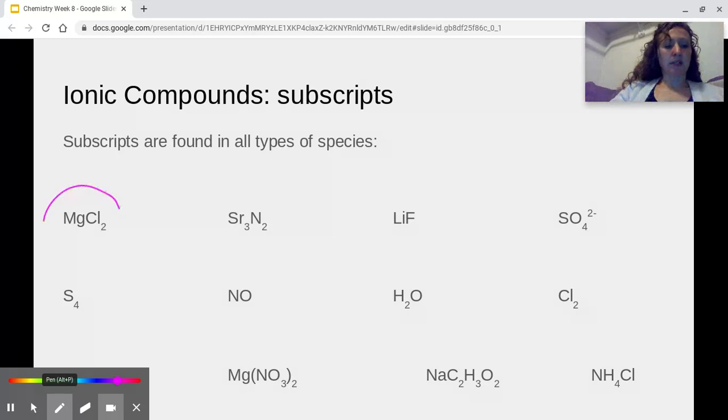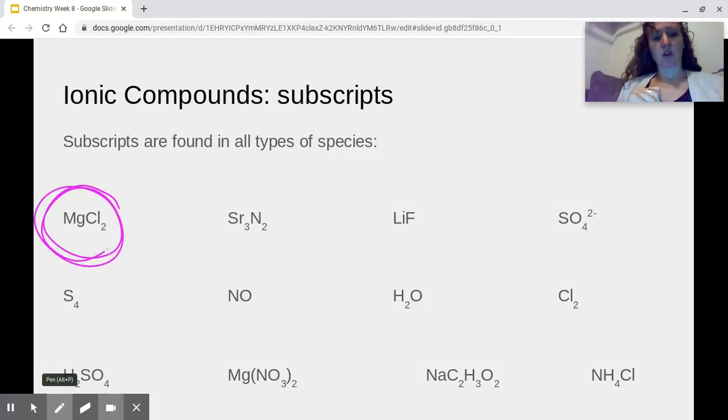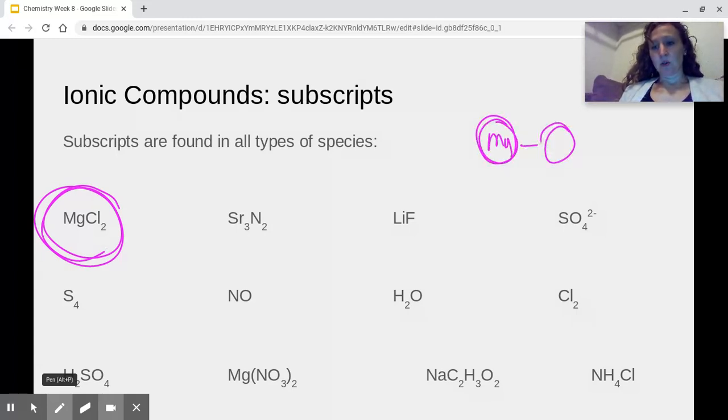So for example, let's look at magnesium chloride over here. It's an ionic compound, and in this ionic compound, we have magnesium bonded to chlorine, right? This is indicating that we have two chlorines for every one magnesium. That's why that subscript 2 is right behind chlorine. It's indicating the two different chlorines.